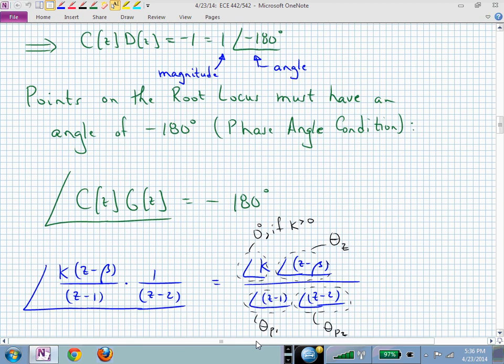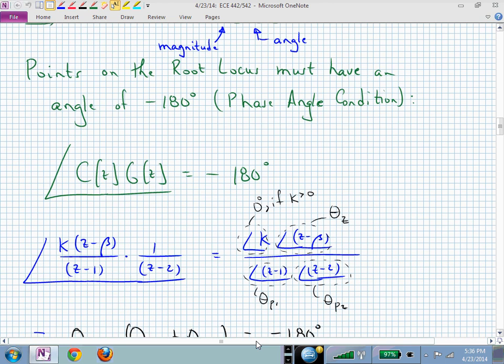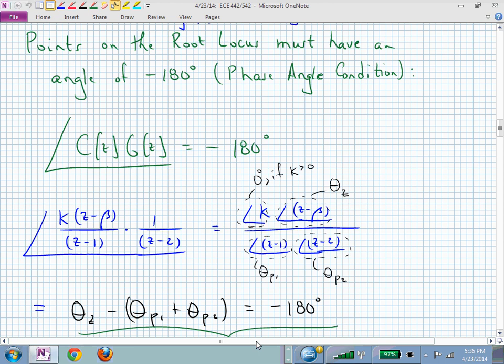So we're really saying if we want to pick beta properly, then we need all of these angles to algebraically sum to minus 180. The angle of our gain, k, we can basically not worry about if it's non-negative. It's going to have an angle of 0. Our angle of the 0 we're labeling as theta sub z, and we don't know what that is because we haven't yet specified beta. That's the only unknown in this equation, is this angle theta sub z.